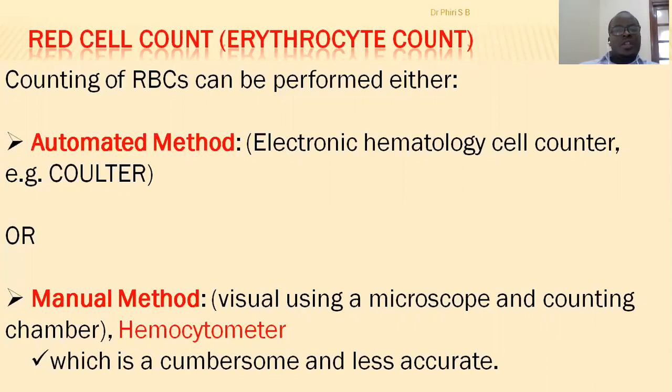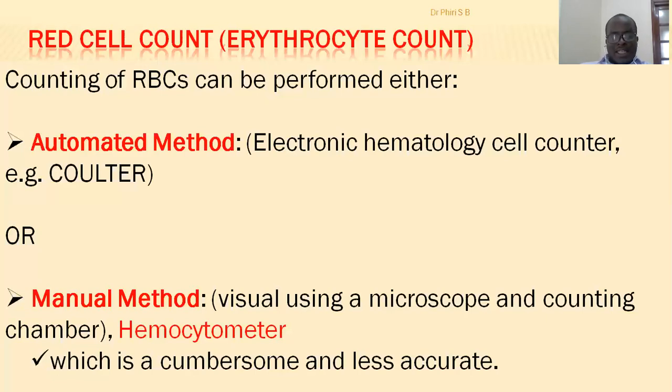So there are two different methods that you can use to count red blood cells. You have the automated method, where you're using a machine. So it's electronic, an electronic hematology cell counter. It's a machine that you use, which is also called Coulter. So this Coulter, you just collect a whole blood sample from a patient or whoever you want to count the red blood cells for. Then you put it in this machine. This machine will be able to do the counting for you. So it will give you absolute values for red blood cells, white blood cells, and blood indices. So you have all the information to help you come up with a diagnosis if there's a disease.